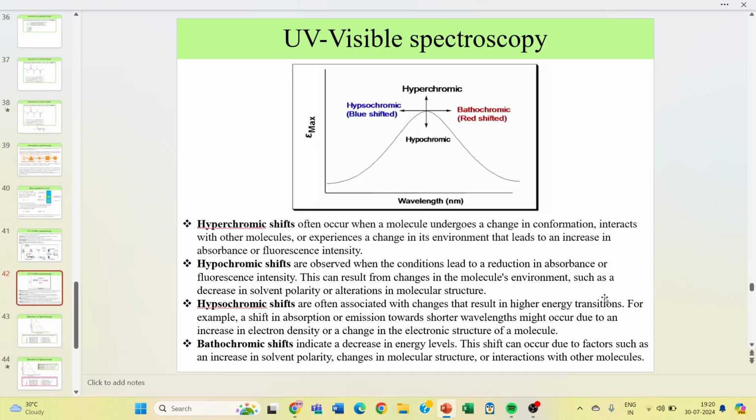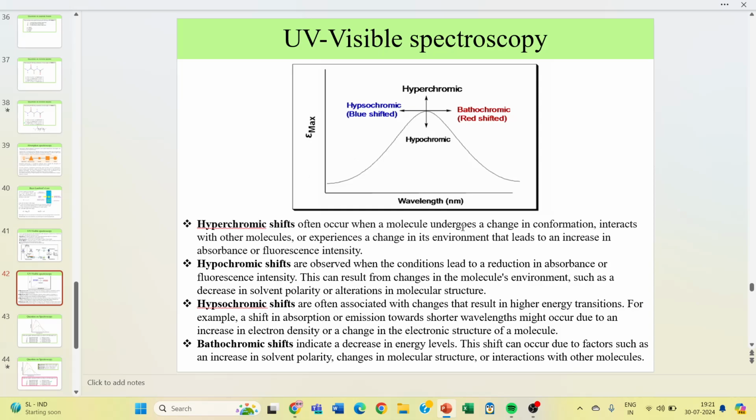Now, this is a very interesting concept. Try to see if this is new to you, or if this is not new to you, congratulations. But this is important and interesting. Let's have a look. Hyperchromic shift: hyperchromic means that at this wavelength the absorption is increasing, so the emission maxima is increasing.